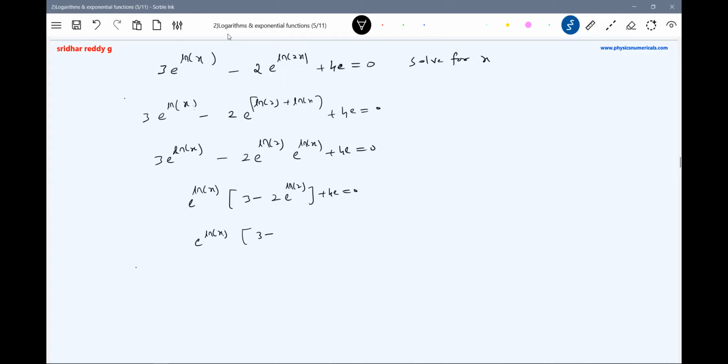e to the power of log 2 should be equal to 2. So e to the power of log x, 3 minus 4.